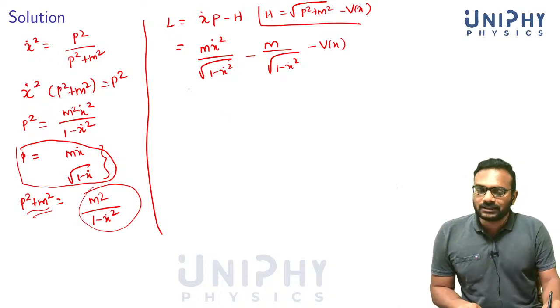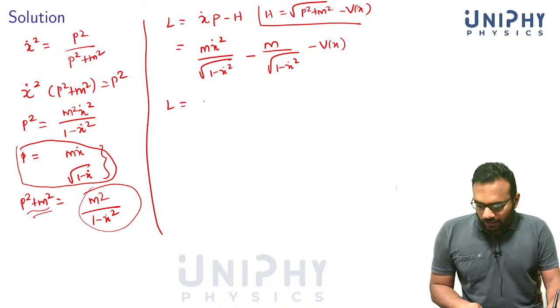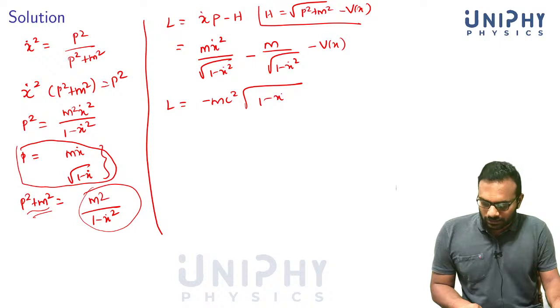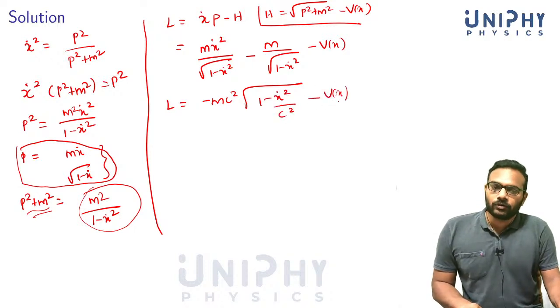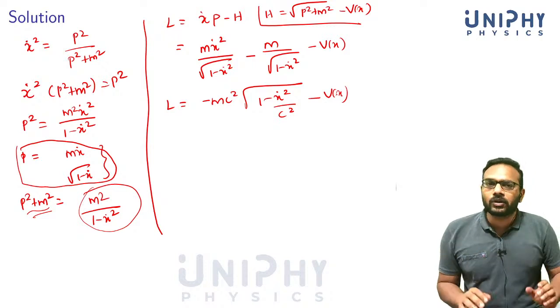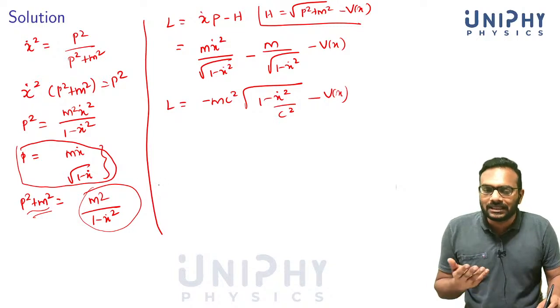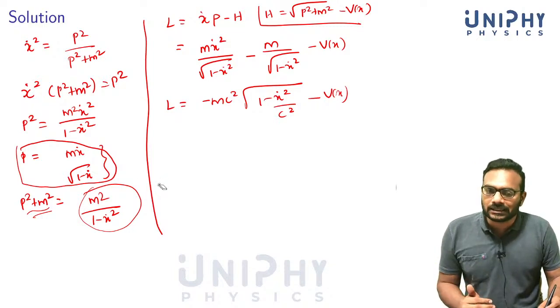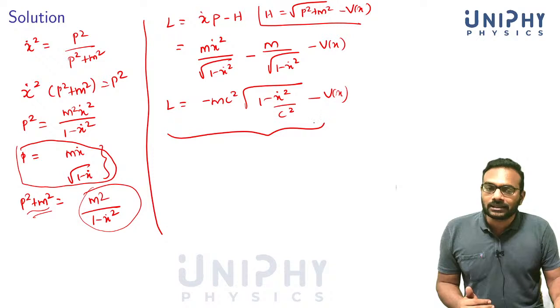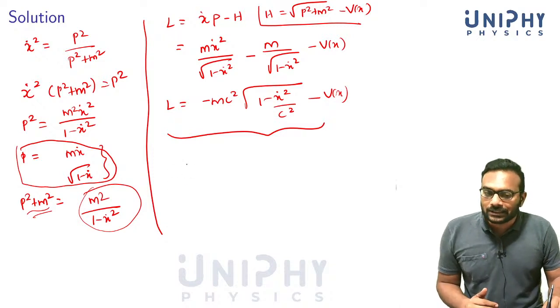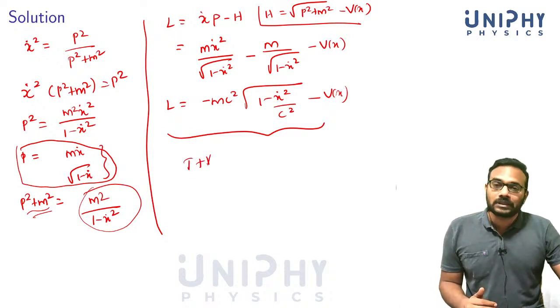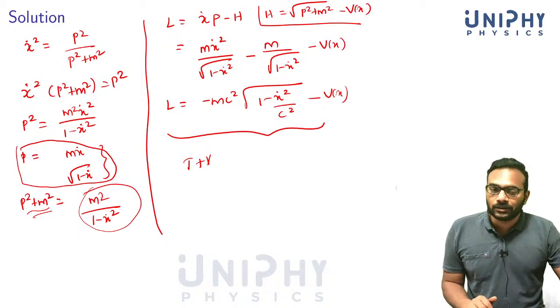You just simplify this and you'll get the Lagrangian as minus m c square times square root of 1 minus x dot square by c square, minus v of x. And usually as part of our course, when we do relativistic mechanics, we'll obtain this expression. At least we'll motivate this expression as the correct relativistic Lagrangian. You notice that it does not have the form t plus v.